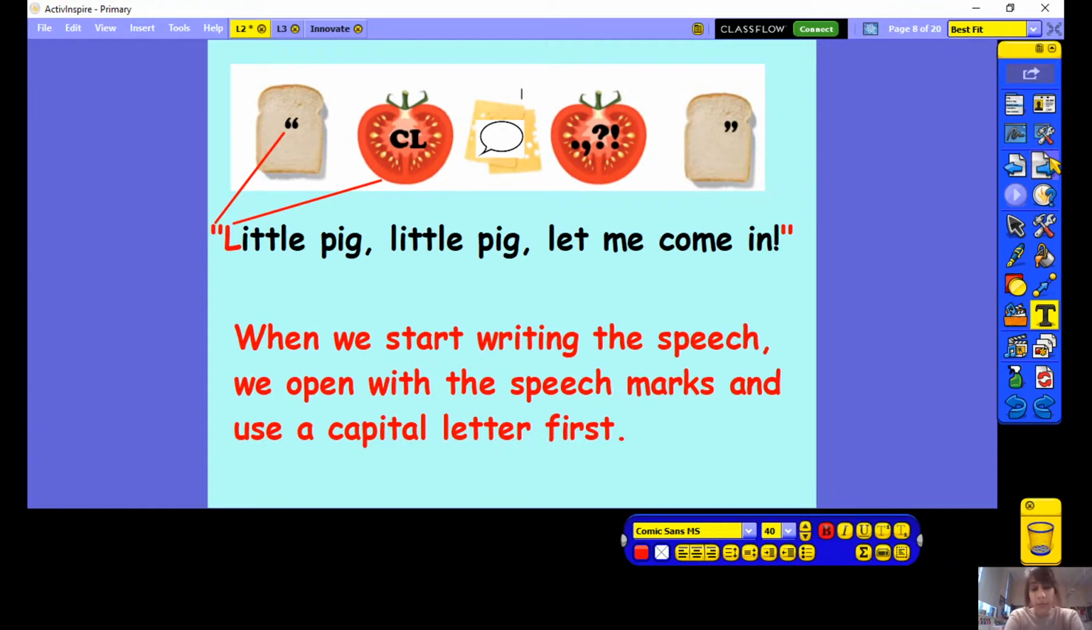So when we start writing the speech, like I said, we open with our speech marks and we use a capital letter first. That's my tomato. So my sentence, the thing that is said in the story, is "Little pig, let me come in." So you can see there in red, I have opened with my speech marks and I've started with a capital letter with the first word, which was little. Speech marks, capital letter.